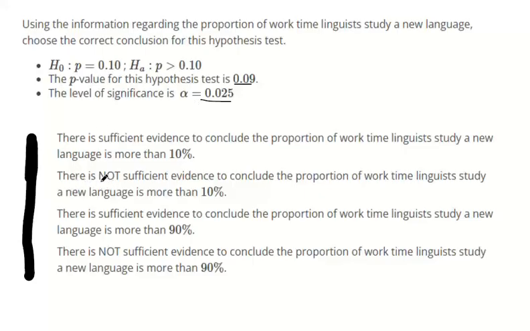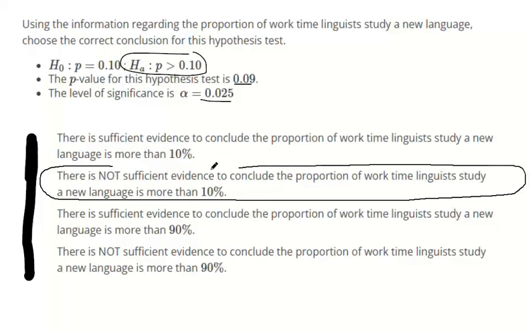So the first not sufficient evidence option, there's not sufficient evidence to conclude the proportion is more than 10%. So that's what their alternative hypothesis is. There is not sufficient evidence to make that conclusion. That's true. So that's the option we want.